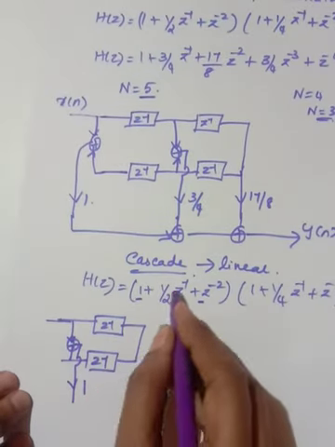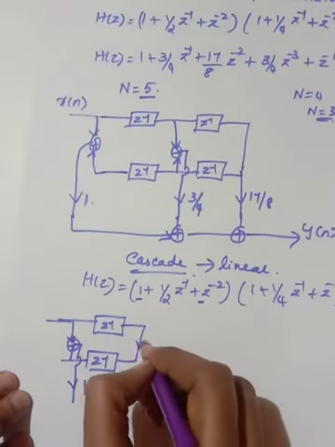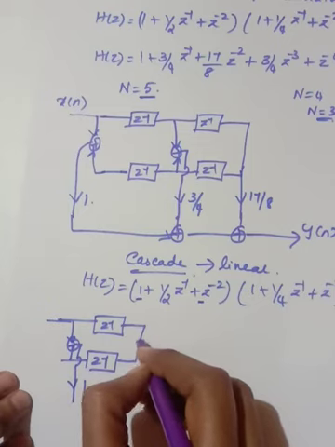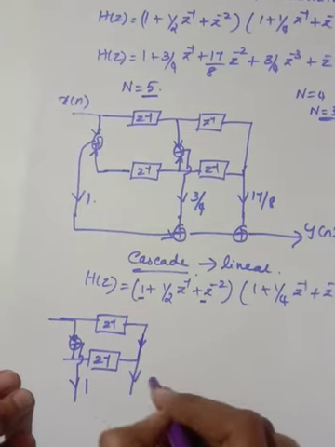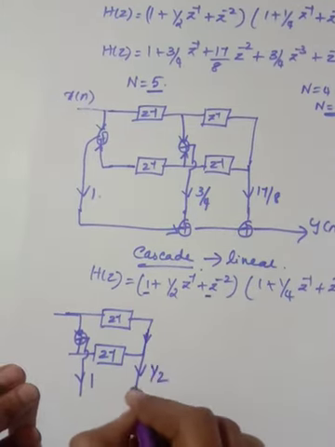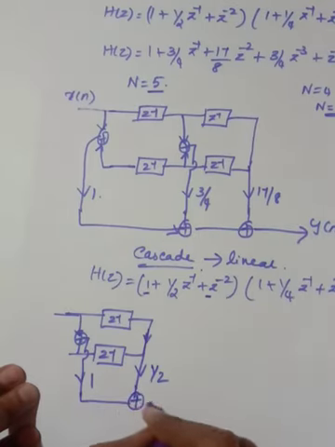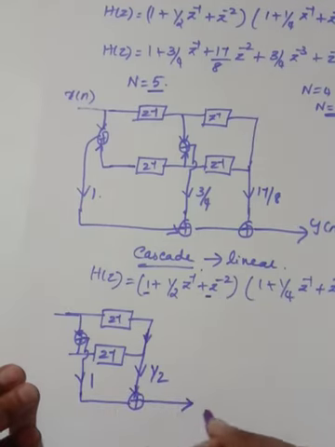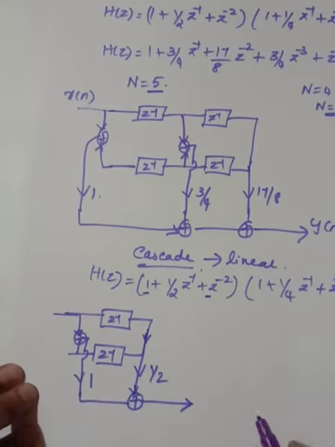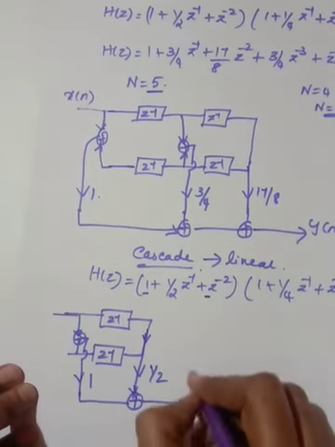Here the next one is 1 by 2 z inverse. Here I am taking the output and I am multiplying with 1 by 2. So finally I am going to add these two. So this is the output of the first one. This is what is fed as an input to the next.